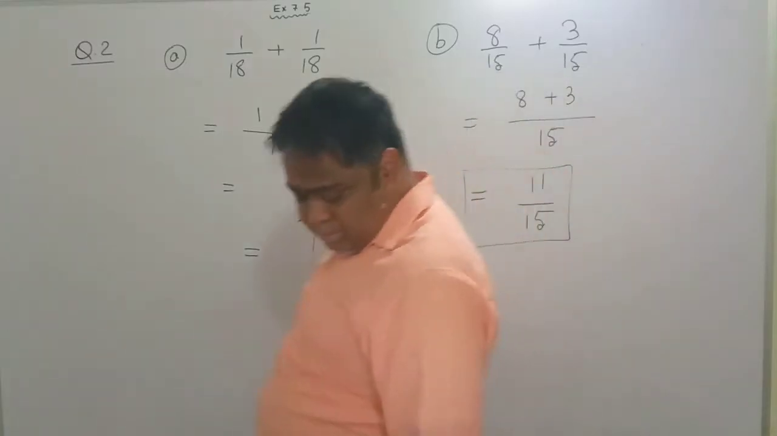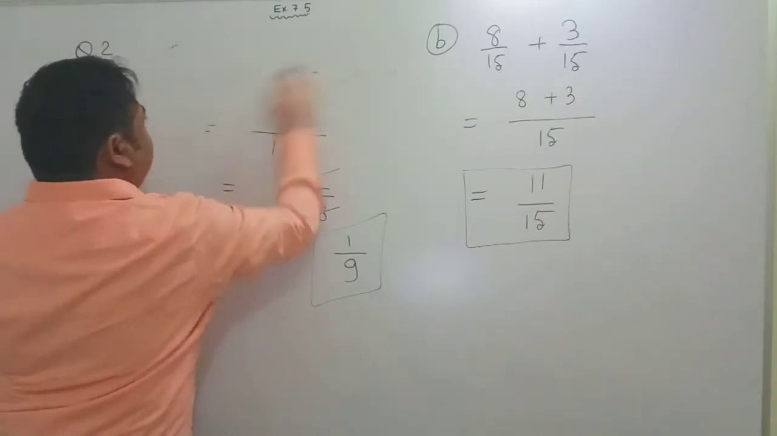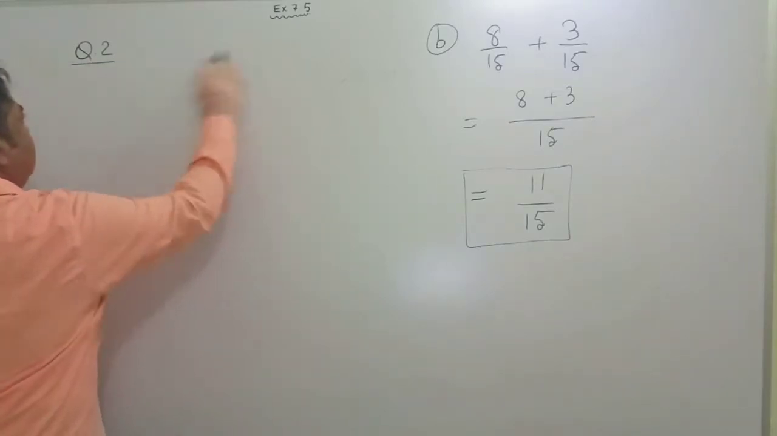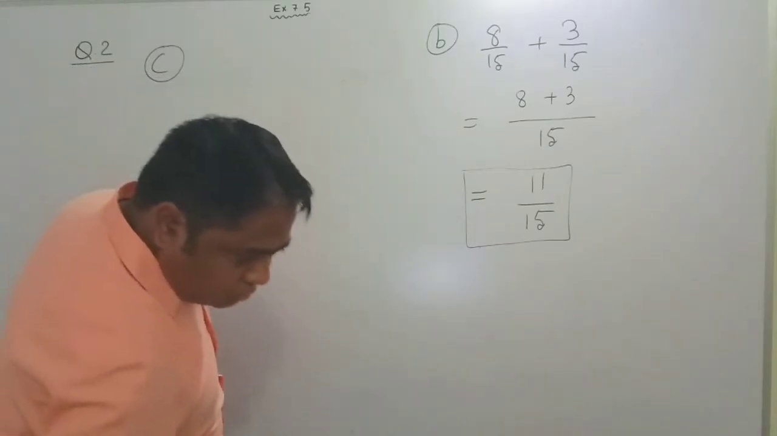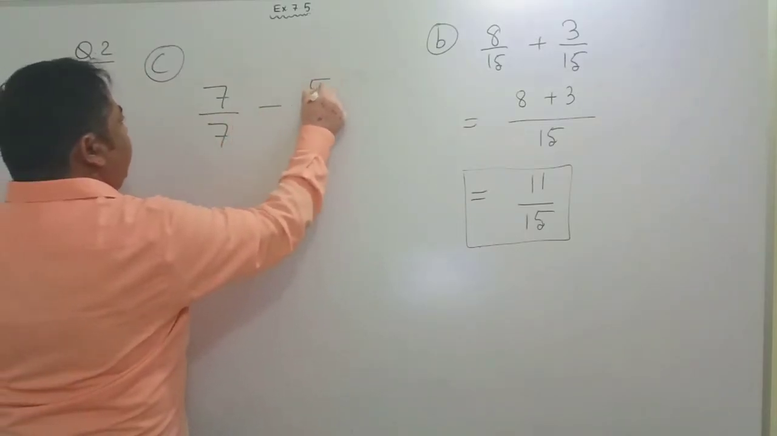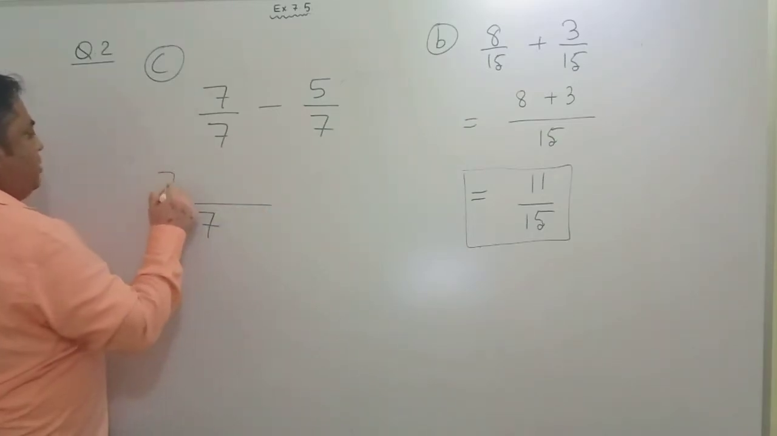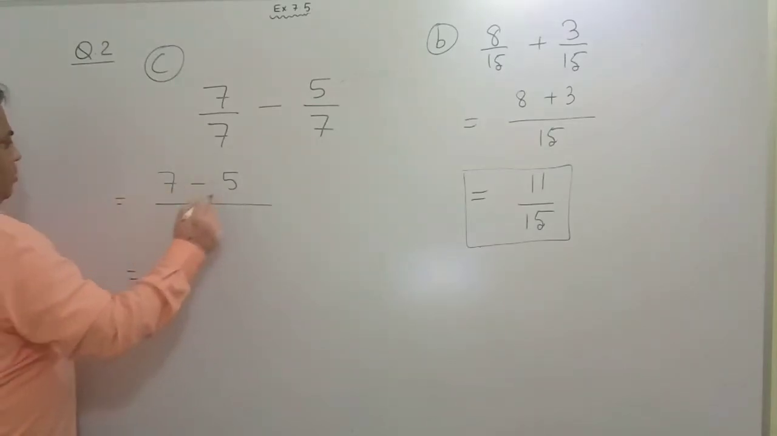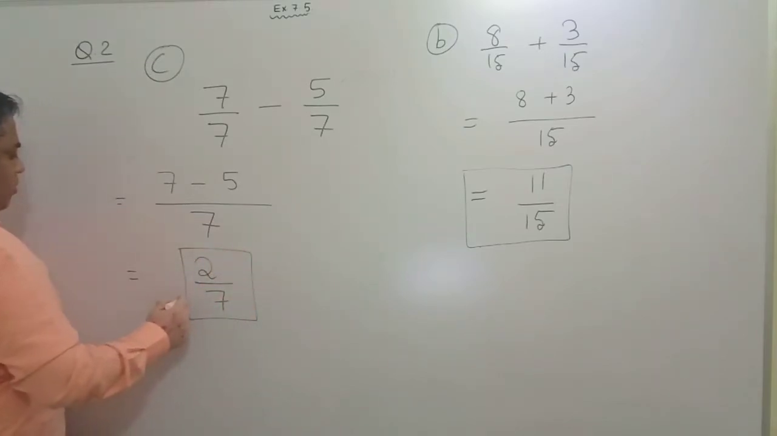Now we will see question number 2C. 7 by 7 minus 5 by 7. The denominator is the same, it is 7, so it will become 7 minus 5. So it will become 2 by 7. Easy.